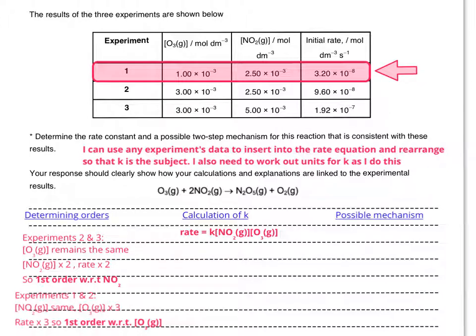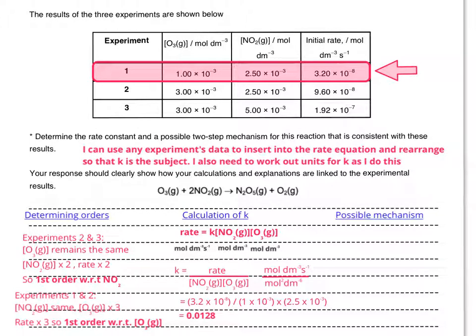So if I need to calculate k, I also need to calculate the units. I need to assume that the units of rate are moles per decimeter to the minus 3 second to the minus 1, and each of my concentrations are moles per decimeter to the minus 3. So putting the numbers in, you get 0.0128. I need to work out the units, so some cancelling has to be done. That allows us to work out moles to the minus 1 decimeter cubed second to the minus 1 as our units.